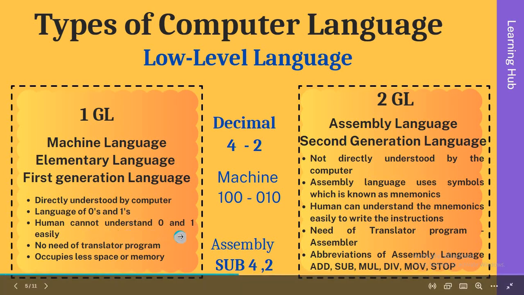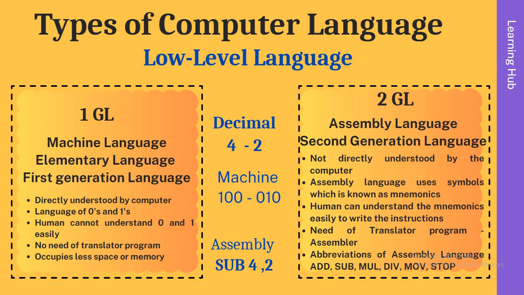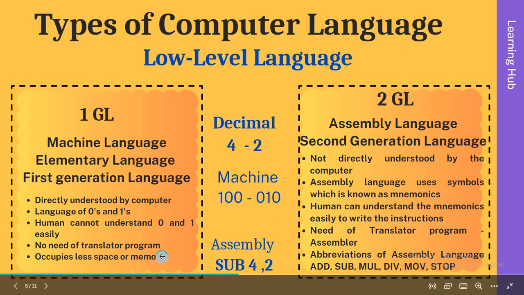Humans cannot understand 0 and 1 easily. We understand only the English language or the Hindi language. No need of a translator program.